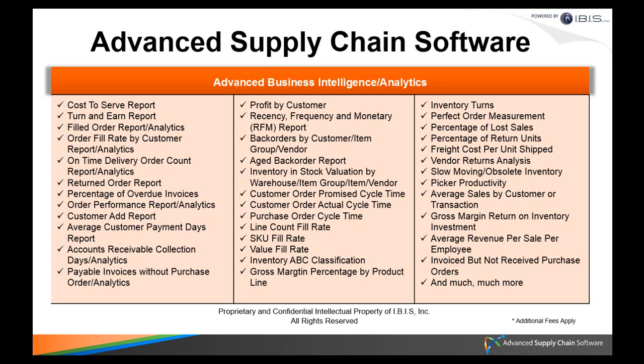If you're somebody on the sales side and you're interested in seeing what's happening with orders, you may want to walk in and see the average sales by customers or transactions, or maybe the gross margins, or average revenue. There's a lot of information. Again, this screen is only showing a few of them. We have over 93. If you're higher up in the food chain, you might want to sit down and start looking at your cost to serve report.